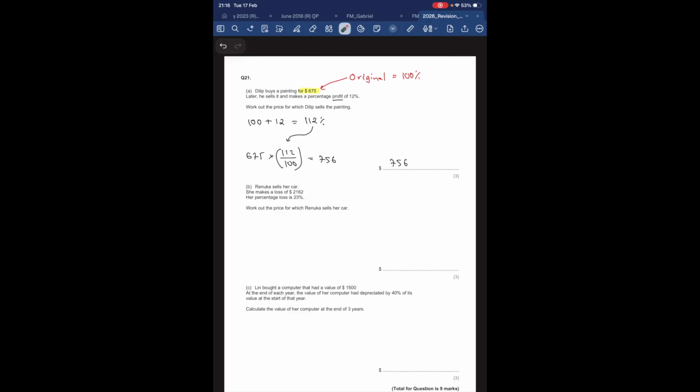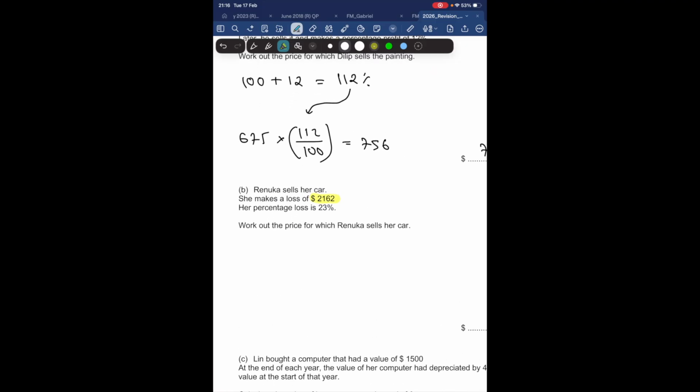Part B needs careful reading. Ranika sells a car. She makes a loss of $2,162. The percentage loss is 23%. Now, this value here is not the actual price of the car. It's the loss, and it only represents the loss that's been made. So we need to work out, first of all, the original price of the car before she sells it.